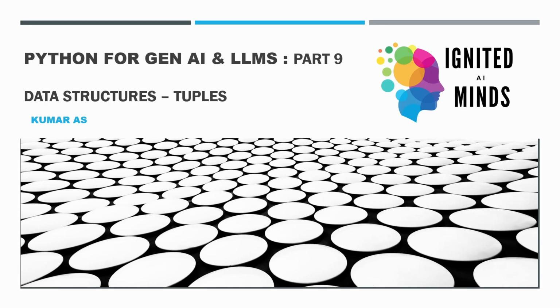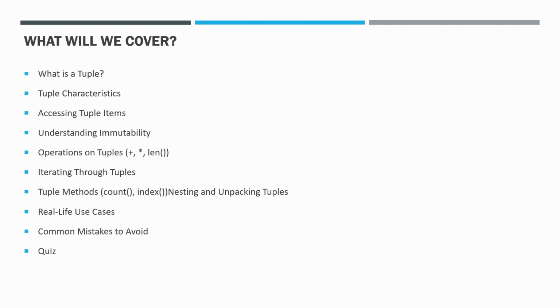In this series, we'll talk about tuples. In our earlier session, we talked about lists. What we are going to cover in this session is what a tuple is and what its characteristics are, and then how you can access tuple items. A very important concept with tuples is immutability, so we'll talk about immutability and how it functions differently than a list. And then we'll talk about some of the operations on tuples.